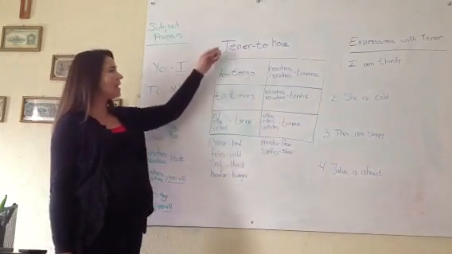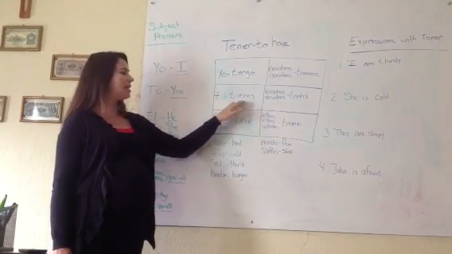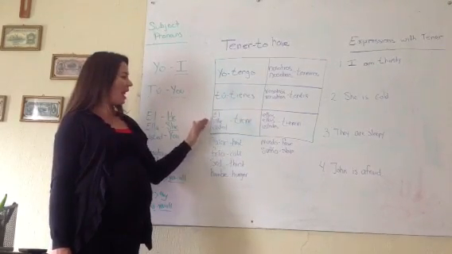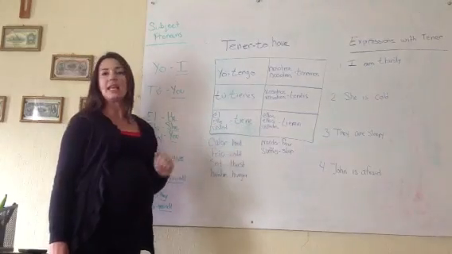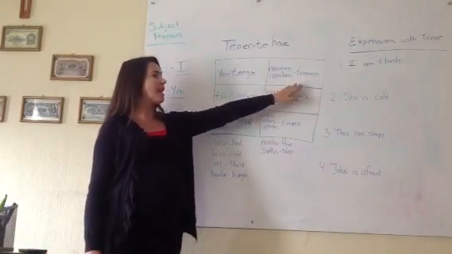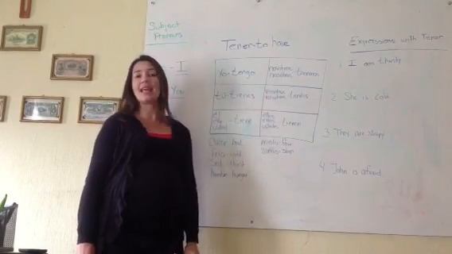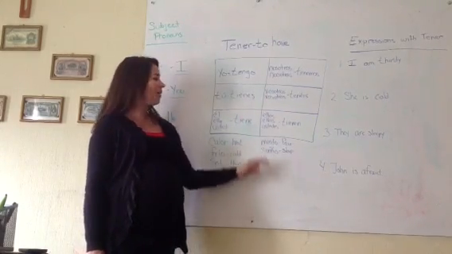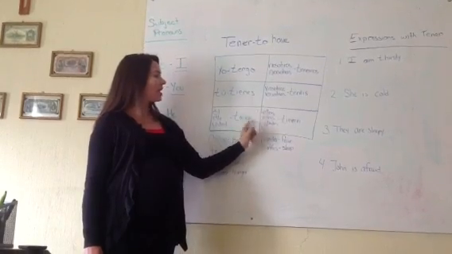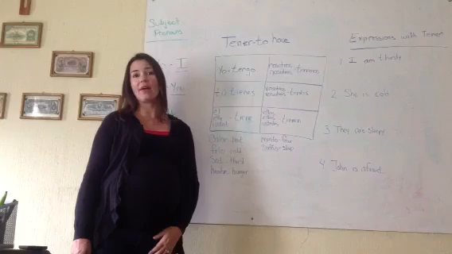The forms of tener are yo tengo, I have; tú tienes, you have; él, ella, usted tiene, he, she, or you has; nosotros o nosotras tenemos, we have; vosotros o vosotras tenéis, you all have; and ellos, ellas, ustedes tienen, they have, or you all have.